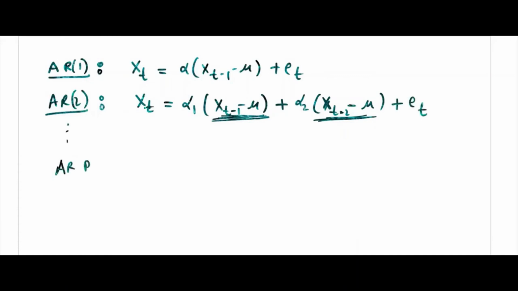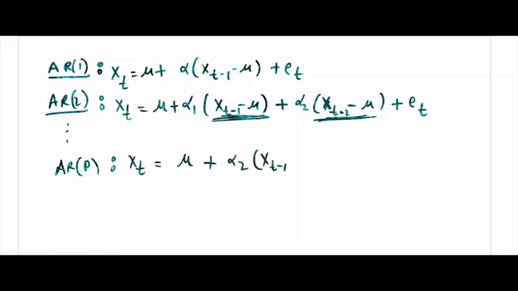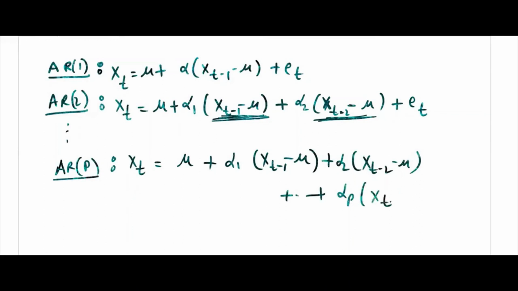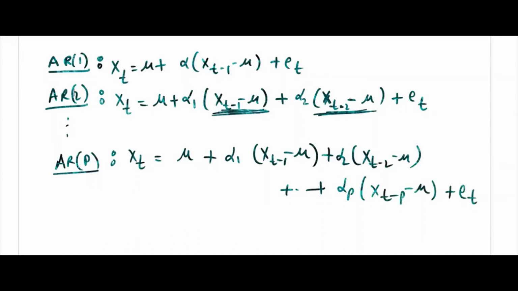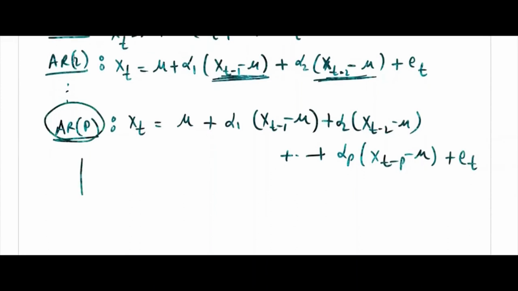Similarly I will write ARP. ARP is xt equals alpha 1, and if I want to write it this way, I have to give you mu also. Mu plus alpha 1 xt minus 1 minus mu, plus alpha 2 xt minus 2 minus mu. You go up to alpha p, up to p, so ARP has xt minus p minus mu. Okay, this is ARP.